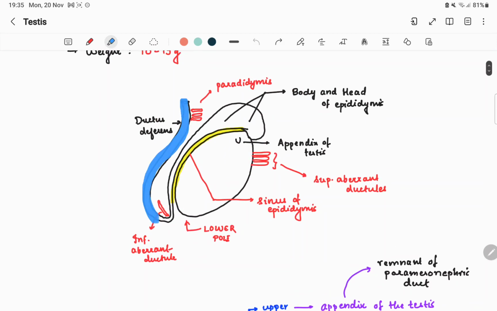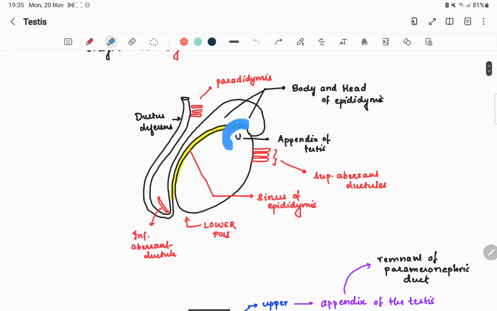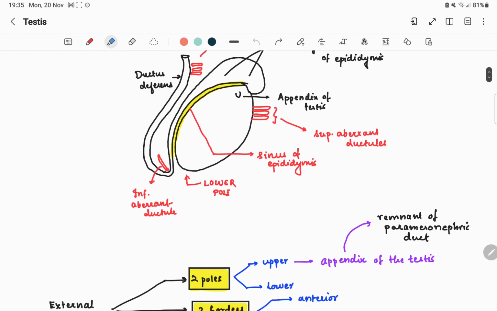So you have the ductus deferens, the vas deferens, and this part is called the epididymis. This is the epididymis. And we have the paradidymis here, and superior aberrant ductules are present over here. And I have this yellow part, you can see it is called the sinus of the epididymis. This is the upper pole and this is the lower pole, and we have the inferior aberrant ductule, and the superior aberrant ductule present over here.